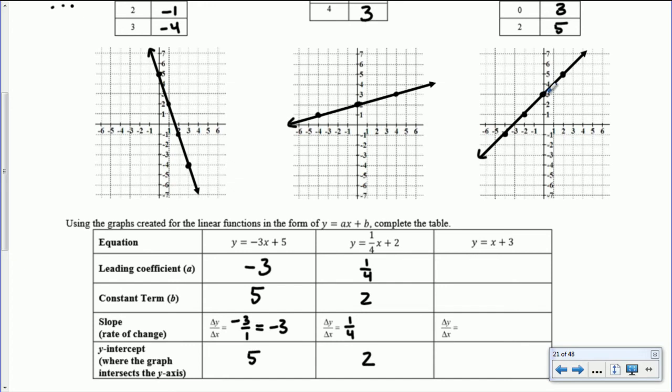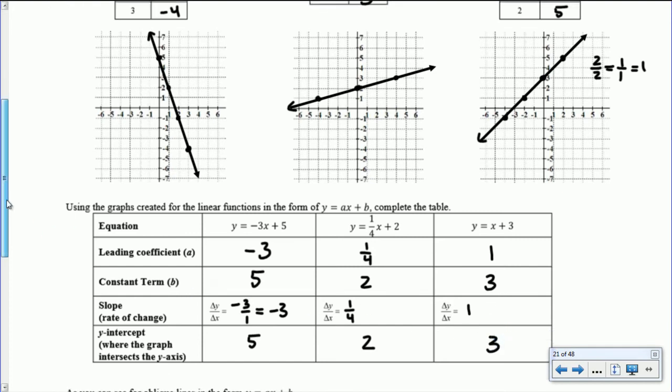Moving on, x plus 3, leading coefficient is 1. The constant term is positive 3. The slope, we can get that off the graph, going from this point to that point, is up 2 and right 2. So 2 over 2 is the slope, or 1 over 1, or just 1. So the slope is 1. And the y-intercept here is 3. That's where it crosses through the y-axis.